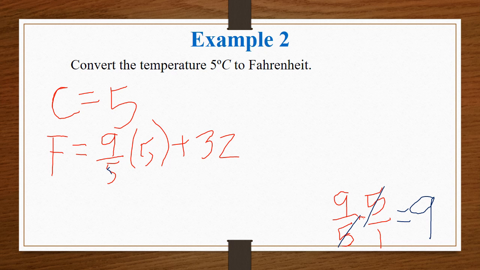Okay, so now instead of 9/5 times 5, I can now just write 9. And what is 9 plus 32? So 5 degrees Celsius is almost equivalent to 41 degrees Fahrenheit.